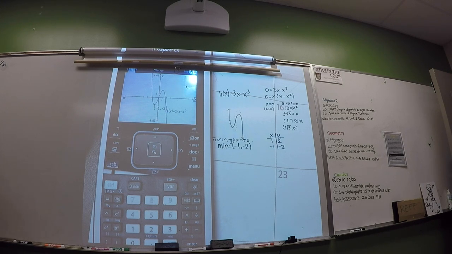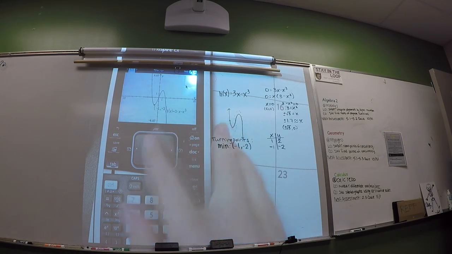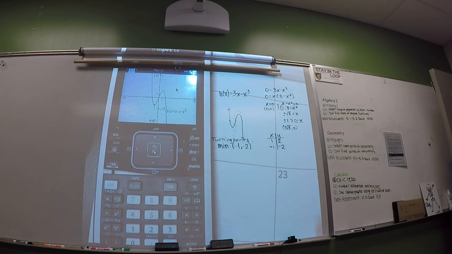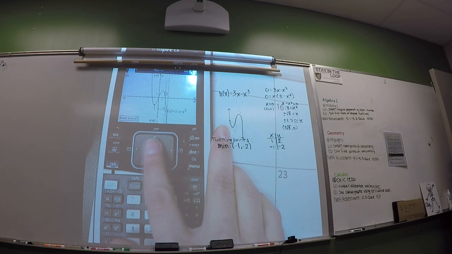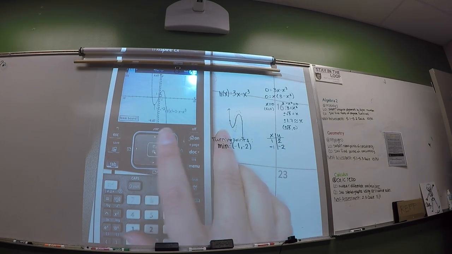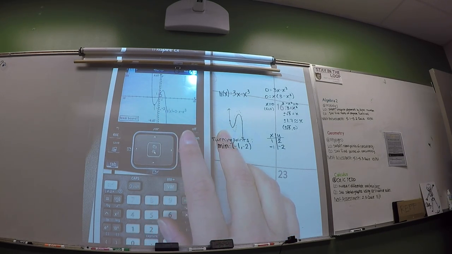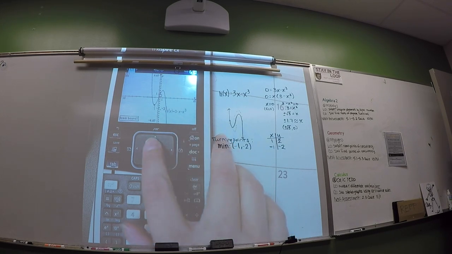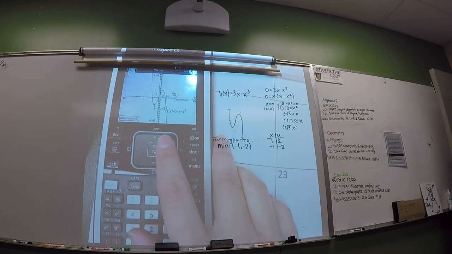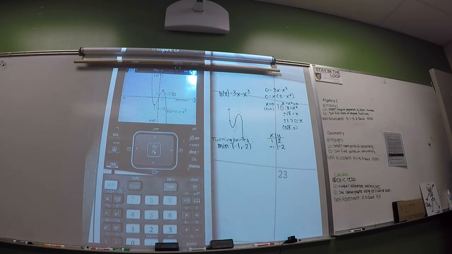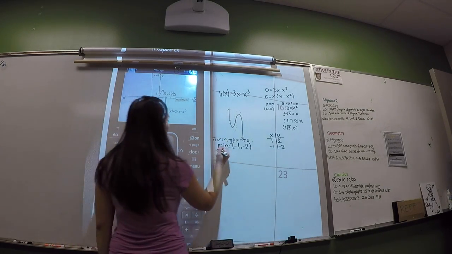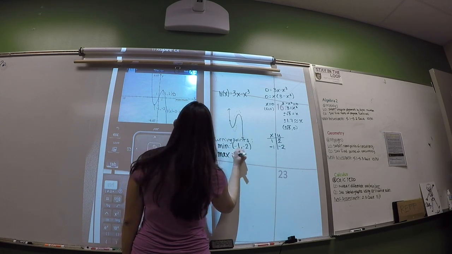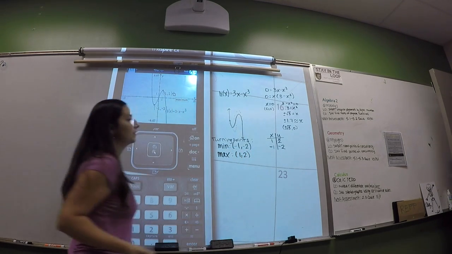As you can see, there's another point up there that matters, the maximum. So you're gonna repeat the process, but with maximum. So menu, analyze graph, maximum. To find the maximum, you're gonna go a little bit to the left of your maximum, click, go a little bit to the right, and click again. And you'll see it found your maximum. So both of those are turning points.